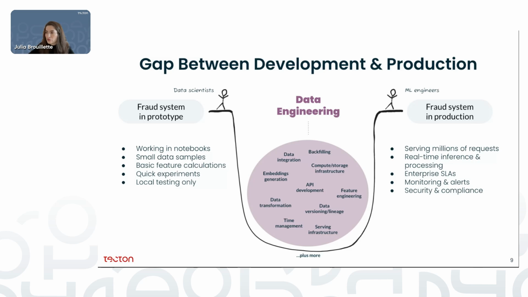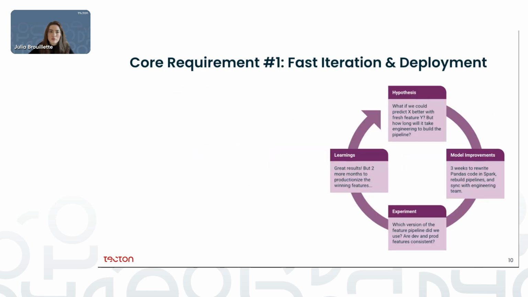So yeah, this is what we talk about when we're talking about this gap. It's really about data engineering, and we'll illustrate this more as we go through the requirements that we've heard our customers talk about a lot when they're talking about building or improving their fraud detection systems. And the first one being the ability to iterate and deploy very quickly.